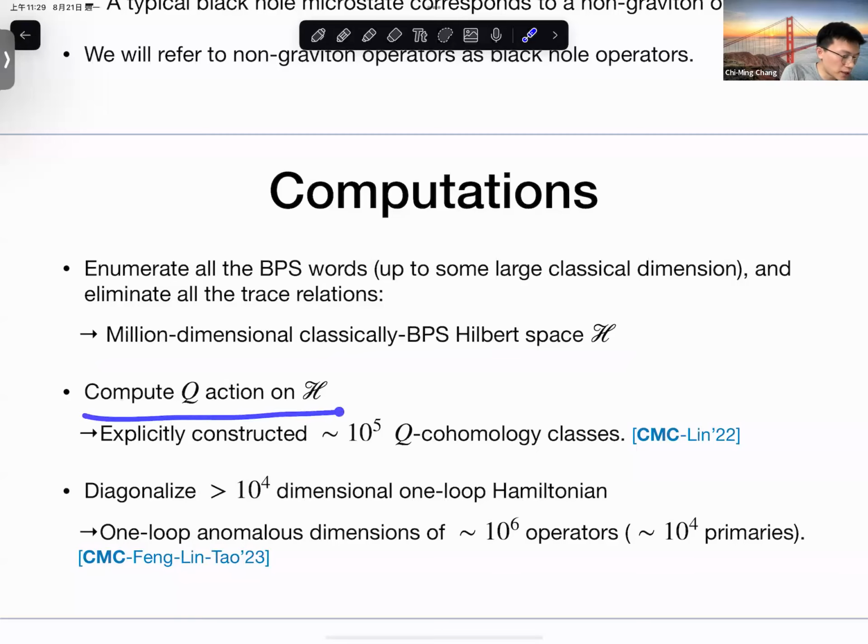And then we have Q acting on this Hilbert space, and by using that, we constructed roughly 10 to the 5 Q cohomology classes. Then we also do a similar thing for Q dagger. We compute the one-loop Q dagger and also the one-loop Hamiltonian, and diagonalize the one-loop Hamiltonian on this Hilbert space. This one-loop Hamiltonian will be block diagonal, because we can separate the space into subspaces of different charges. Roughly, we have 10 to the 4 dimensional blocks of the one-loop Hamiltonian. Then diagonalizing this, we compute the one-loop anomalous dimensions for roughly 10 to the 6 operators.